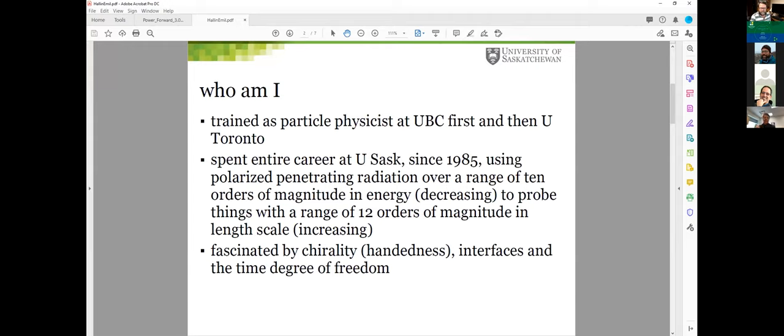I'm trained as a particle physicist at UBC and then the University of Toronto. I spent my entire career at the University of Saskatchewan, arriving here in 1985. I have always used polarized penetrating radiation, over a range of 10 orders of magnitude in energy. Of course, the higher the energy, the smaller the thing. So when you're doing particle physics, you use the highest energy, and when you move into atomic physics and then plants, you use lower and lower energy. So my career has spanned polarized penetrating radiation over 10 orders of magnitude in energy, and going up by 12 orders of magnitude in length scale. I am fascinated by three things: chirality or handedness, interfaces, and the time degree of freedom. Next slide.